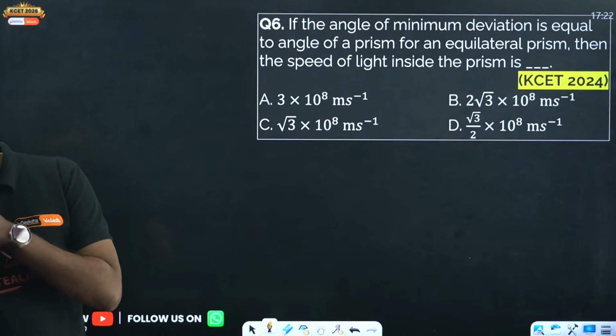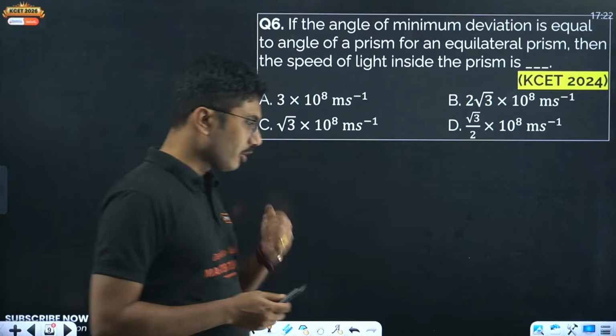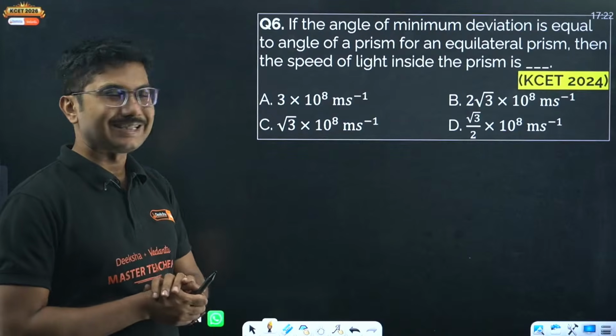We are solving 30 questions as usual. 30 questions, not one less, not one more. Combining two chapters, 15 questions each.